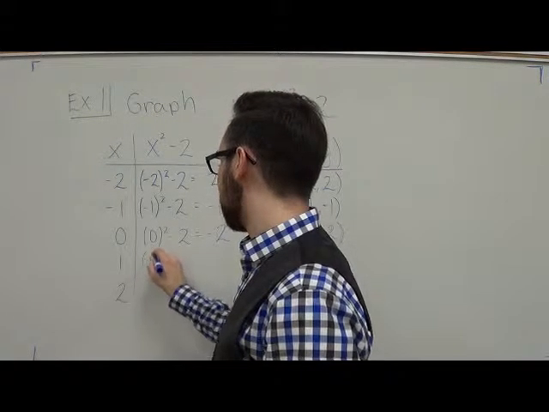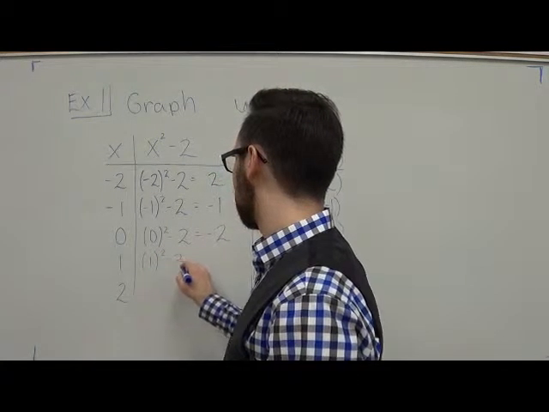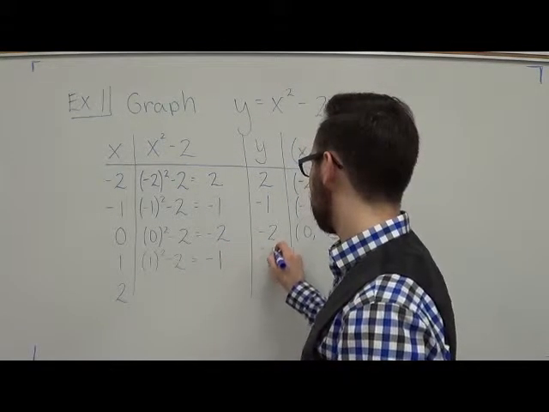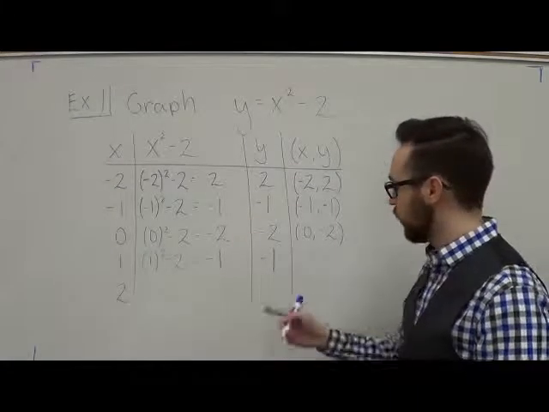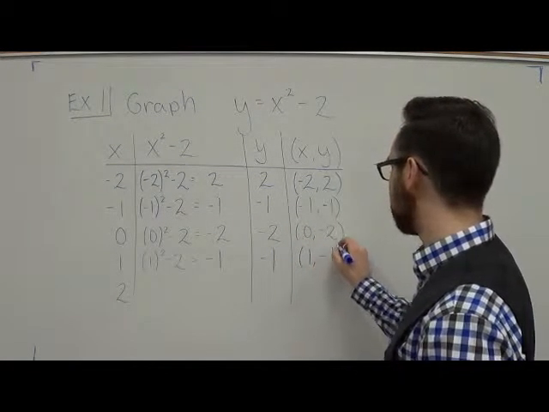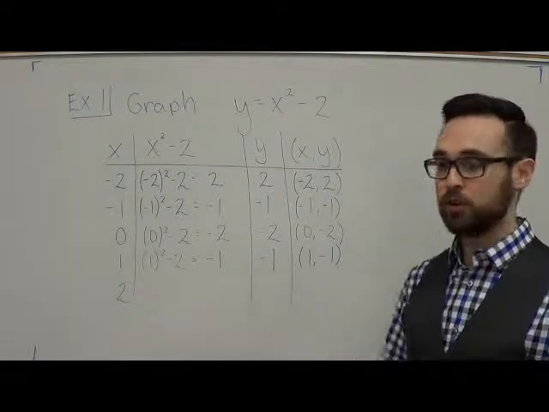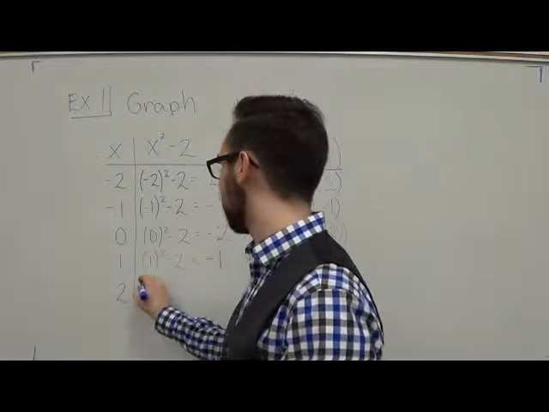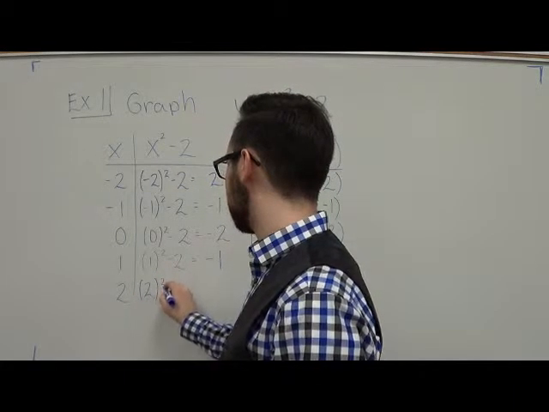When I plug in a 1, 1 times 1 is 1, minus 2 is a -1. Now we've hit the turning point. So now we've started to go back up again, and we get a positive 1, -1. We should get, since we got a 2 with this one, we should get a 2 down here. So let's check and make sure that we do.